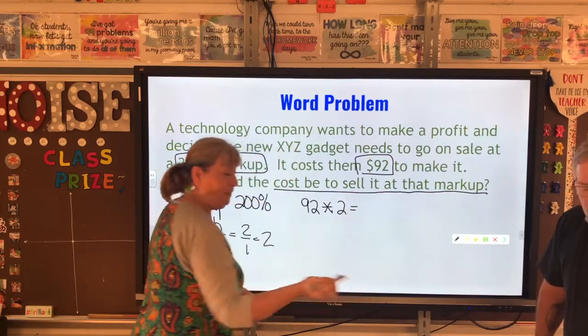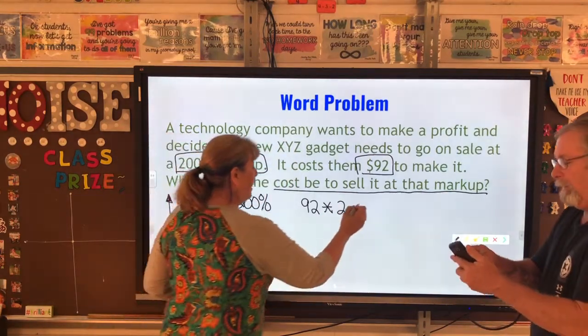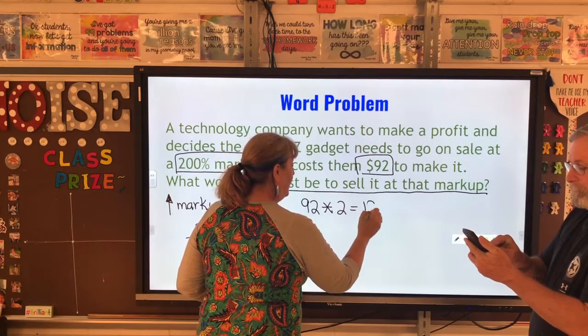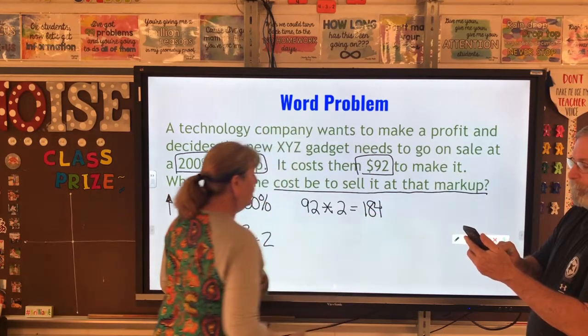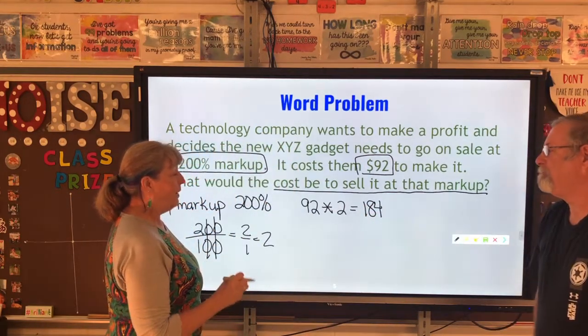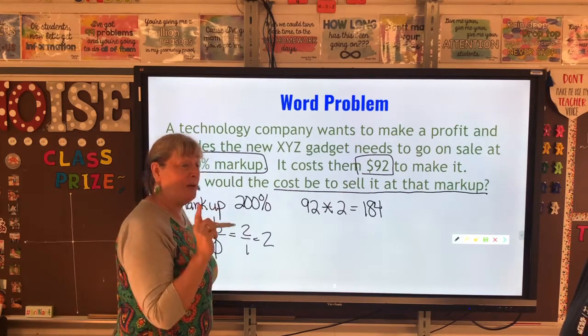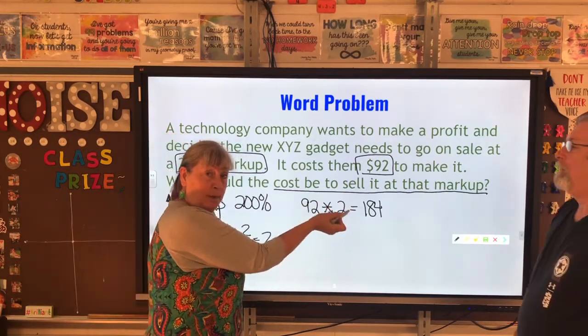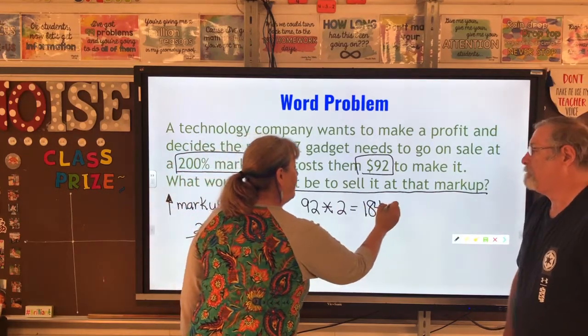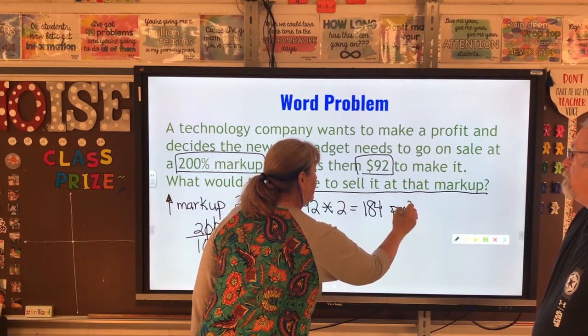Very good. Could you do that? I can do that for you. And that would be 184. Let me check my work. 184. Okay, but that's not actually the cost. No, that's the tricky part. It looks like it should be the cost, right? But that's the markup. This is the profit.